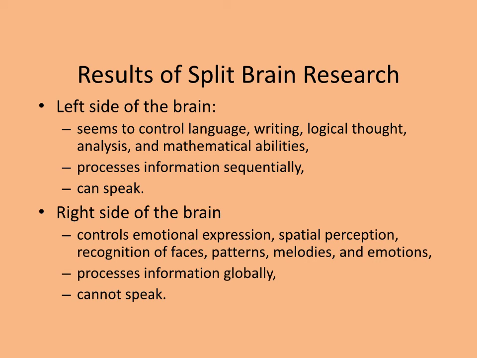Now, your right side of the brain controls your emotion, your expression, your spatial perceptions, recognition of faces, patterns, all those things. Your right does so much of the other stuff, and it processes information globally, or in a larger picture. However, it is important to know that your right side of the brain can't speak. It does not control your language because your Broca's area and your Wernicke's area are on the other side of the brain.